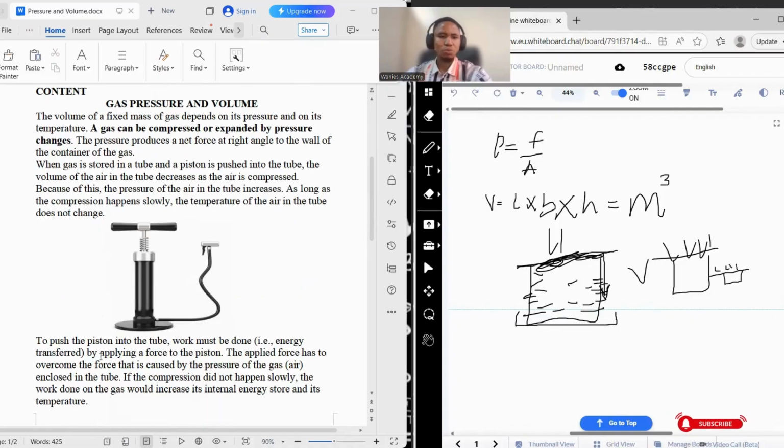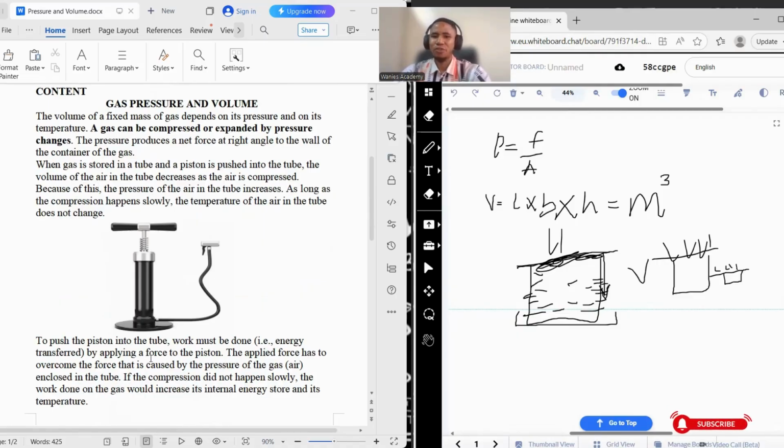Okay, so now to push the piston into the tube, work must be done. Now, what's work? Remember what work is. Okay, force times distance, right? That's what work is. So energy is being transferred. What are the energies that can be transferred? We have different types of energy. Heat energy is being transferred because there is a force acting on that volume. So energy is being transferred.